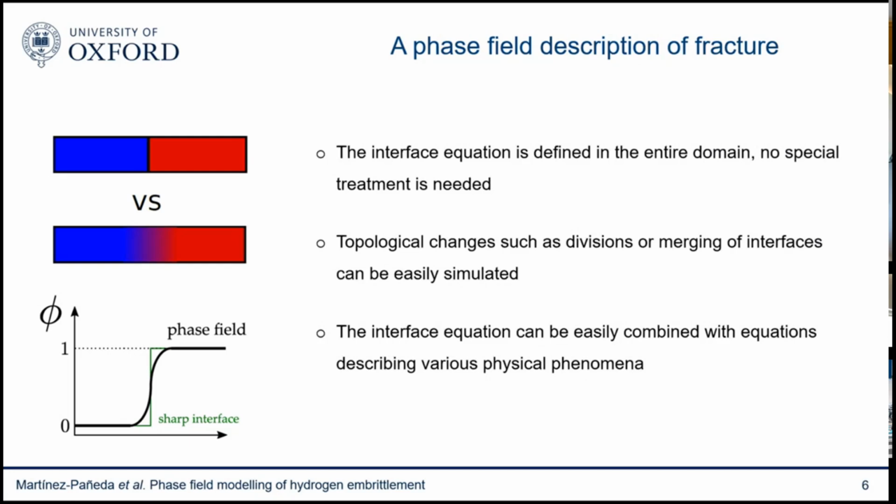So there are three key advantages that I always like to emphasize. One is that the interface equation is defined in the entire domain, so there's no need for any special treatment. The second one is that topological changes, such as divisions or merging of interfaces, can be naturally captured without any ad hoc criteria. So you can have crack branching, coalescence, all of that comes for free. And a third one that is, of course, very convenient to us is that it's very well suited for multi-physics problems like hydrogen embrittlement, because you can easily combine this interface equation with equations describing other physical phenomena.